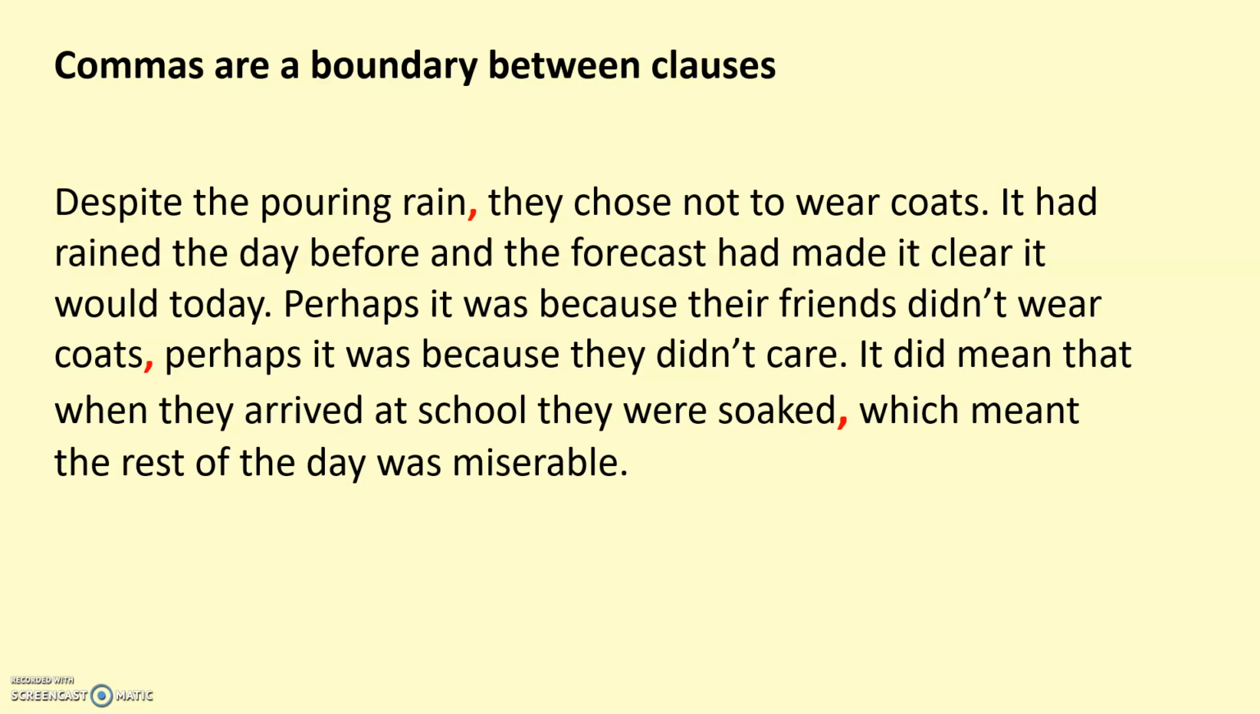It had rained the day before and the forecast had made it clear it would today. Perhaps it was because their friends didn't wear coats. Perhaps it was because they didn't care. So there you go. You've got actually a listing thing going on there. The two perhapses. The comma in that sentence is actually dividing up the list. And in the final example here, you'll see it again dividing two clauses, one of which is a subordinate clause. It did mean that when they arrived at school, they were soaked, which meant the rest of the day was miserable. So here I am looking at this one. So when they arrived at school, it meant the rest of the day was miserable.